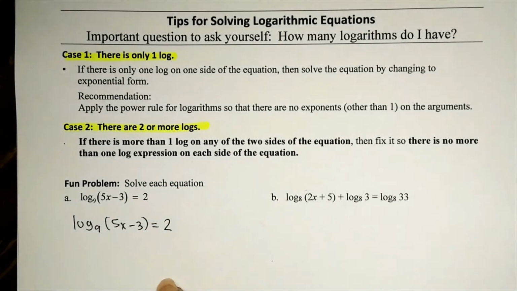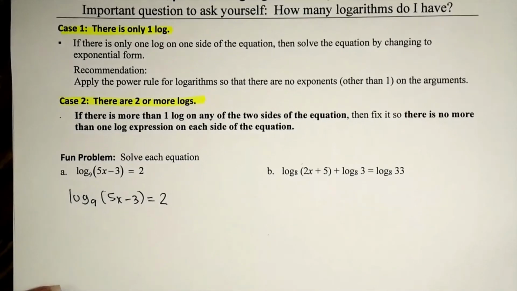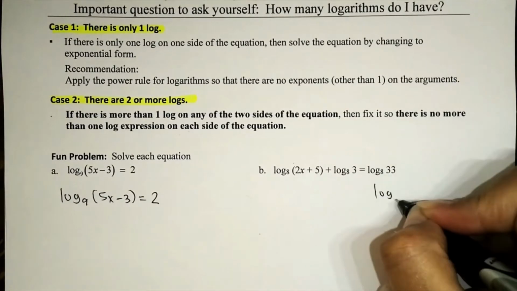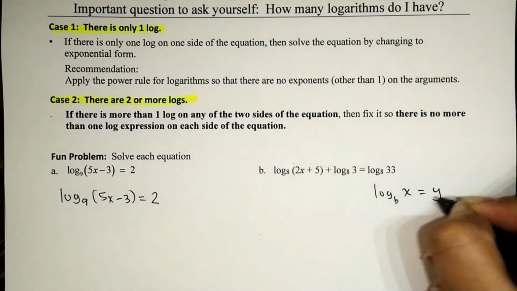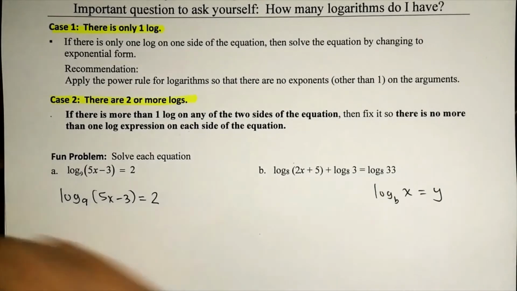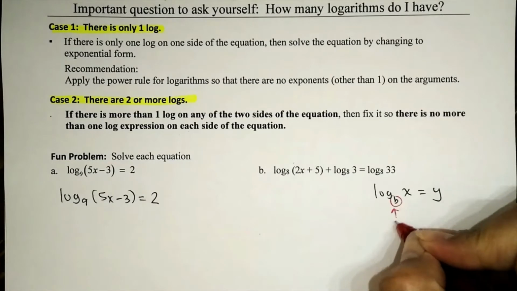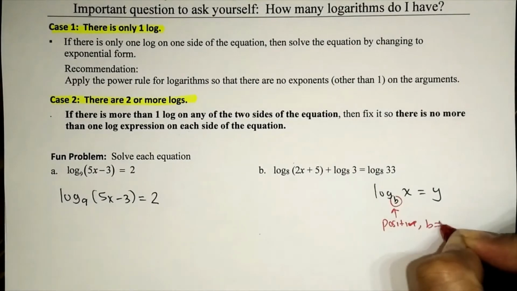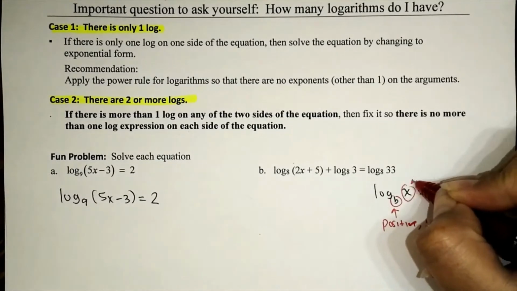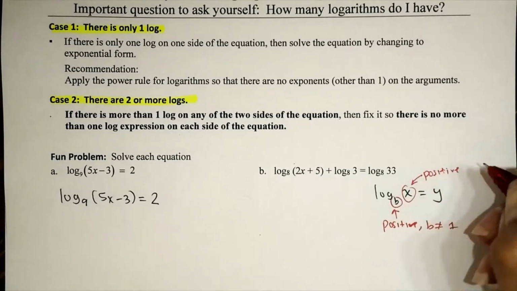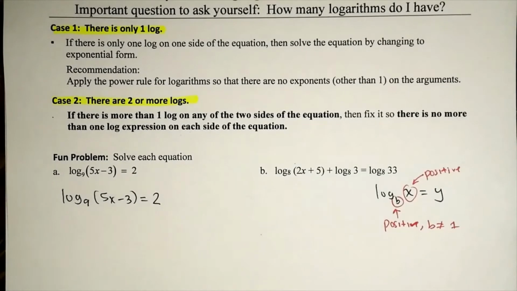And before we answer it, I want to remind you guys about things about logarithms that need to hold true. So we have log base b of x equals y, because I just wanted to write it like that. And there are things that we need to have in the back of our mind. One, we have to make sure that the base is positive, any positive number with the exception of 1. And also the argument has to be a positive number. So these are just things that we need to make sure hold true. Okay, so with that being said, back to problem A.